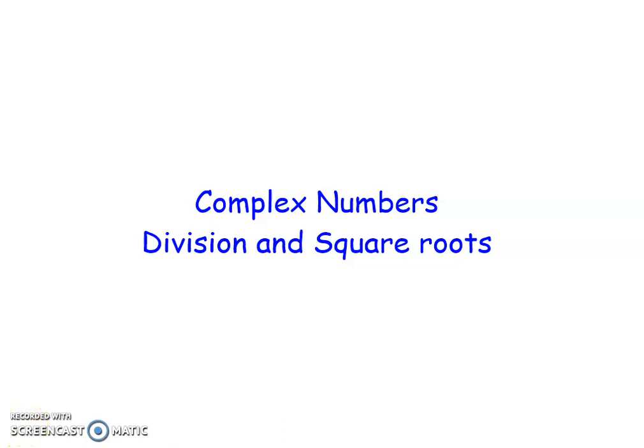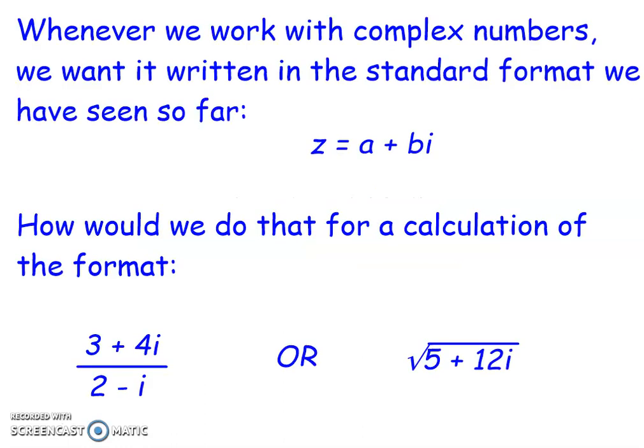We always want to try and write the complex numbers in that standard format, z equals a plus bi, but initially looking at it, that's not possible when we do these operations. So what we've got to say to ourselves is, how would we do that for a calculation of that format?